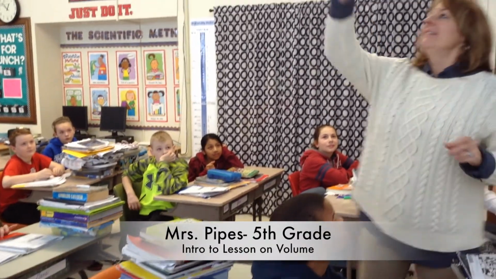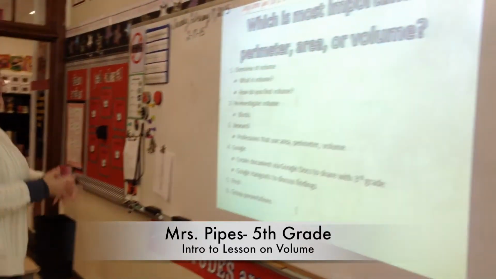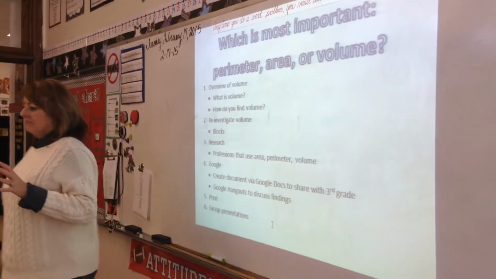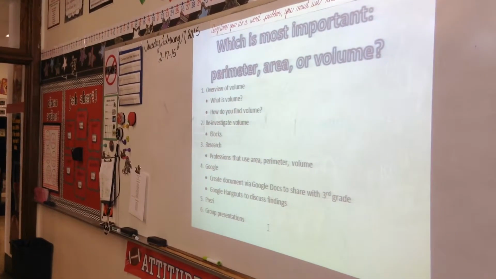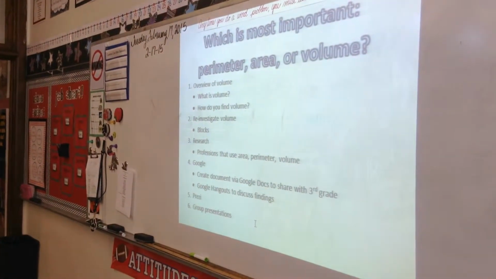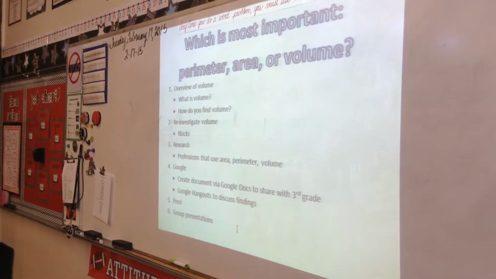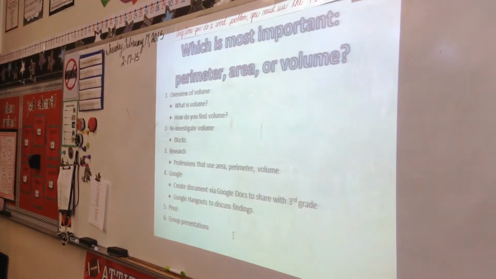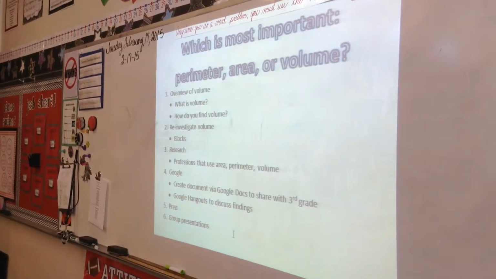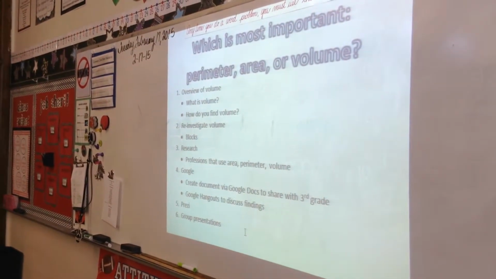Starting today. Are you ready? Take a look. Here's what we're going to do. We're going to create a project. And this project has to deal with perimeter, area, and volume. What you folks are going to do is determine which of those three you think is the most important. Okay? Whether it's perimeter, area, or volume. This is the way we're going to do it.